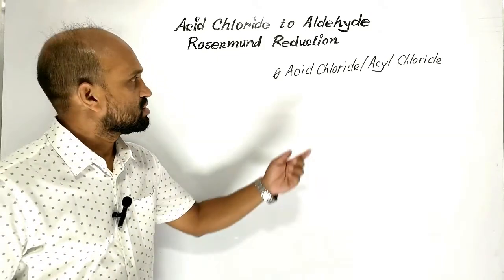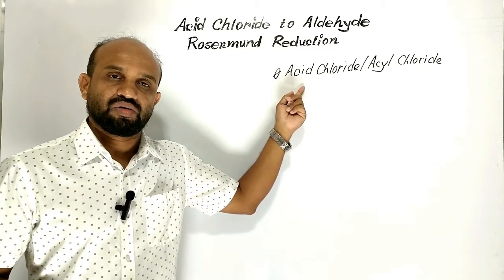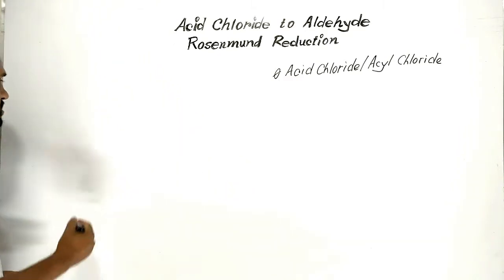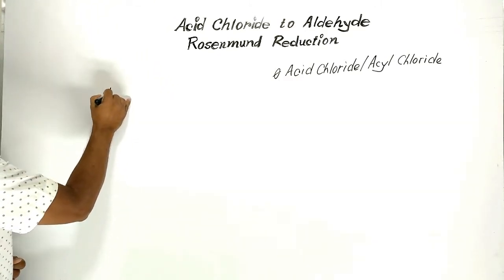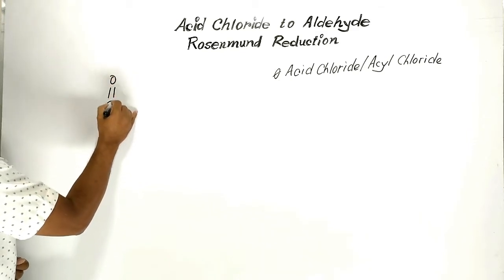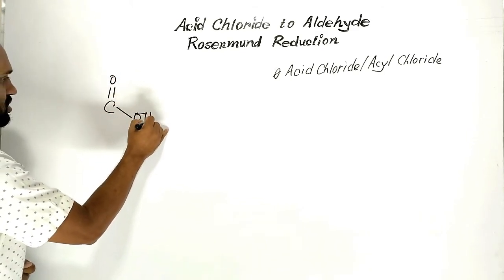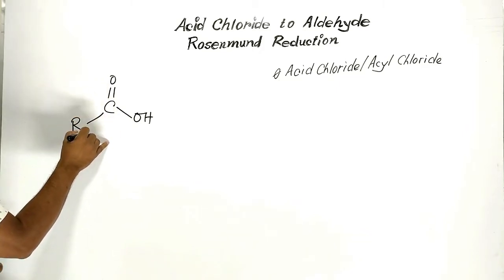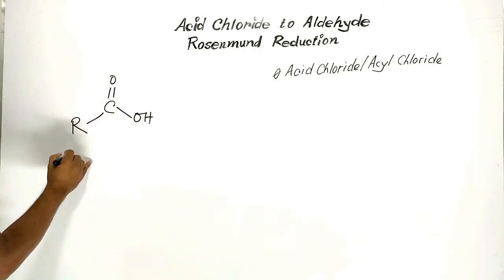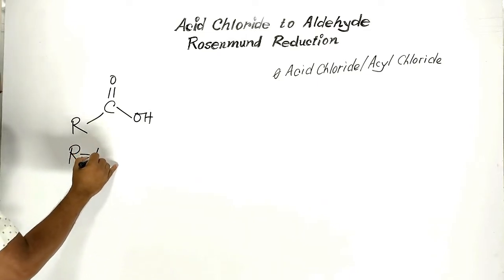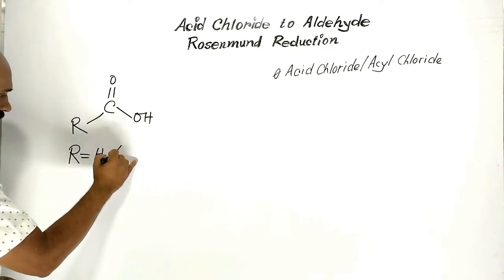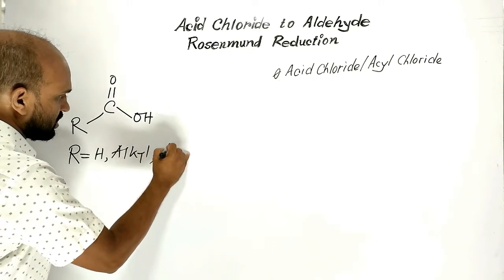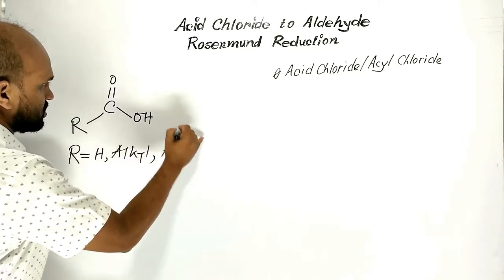First point is acid chloride or acyl chloride. Let's have a look. Carbon, double bond, oxygen, here hydroxyl group, here R. That means here R may be hydrogen, alkyl group, or aryl group.